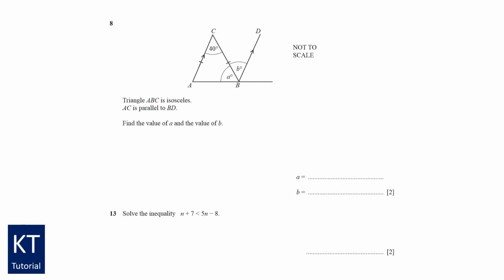Question 8. Triangle ABC is isosceles. AC is parallel to BD. Find the value of a and the value of b. ABC being isosceles makes a equal to 180 degrees minus 40 degrees, divided by 2. b, being an alternate angle to angle ACB, is 40 degrees.